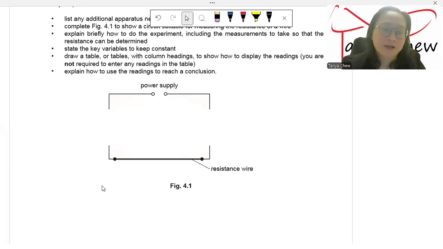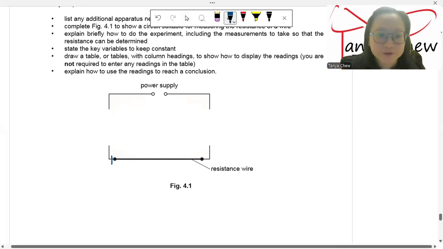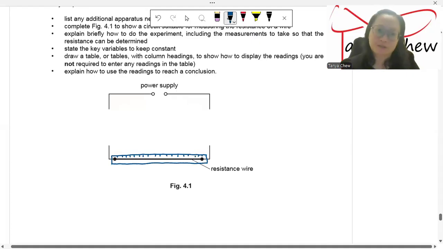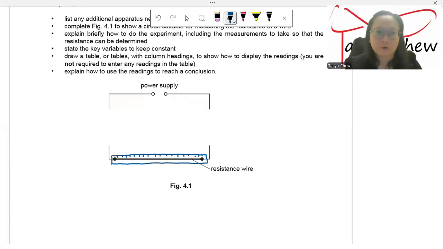How do I make sure that the length is constant? I make sure that I cut the wire of equal sizes. So I place the wire, I tape it on top of my meter rule. I place the meter rule right here because I want to make sure that during the experiment, the length of the wire is always the same. Easier. I don't have to take out the wire and measure it again and again, right?